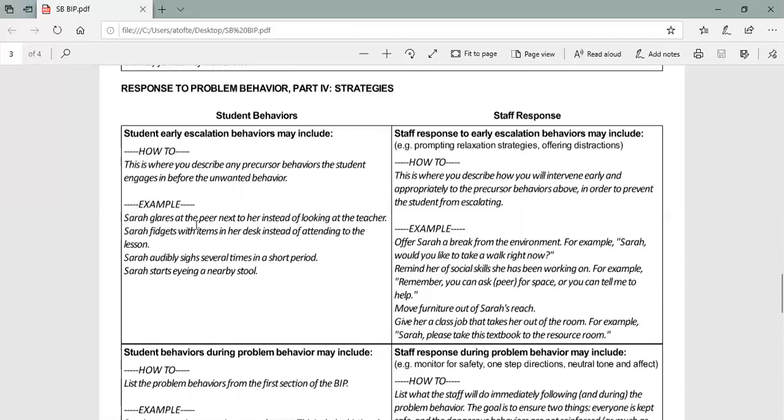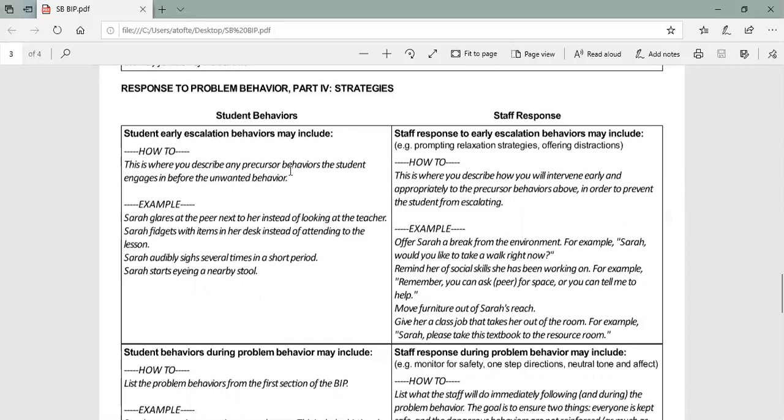This form breaks it into early escalation behaviors, then during problem behavior, then while de-escalating, and then post. So we have four categories of behavior to talk about. The left side is student behavior, and the staff side is staff behavior.